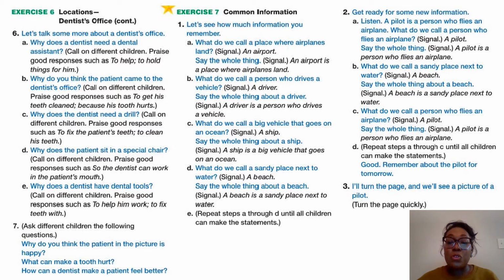What do we call a person who flies an airplane? Get ready. Yes, a pilot. Say the whole thing. Get ready. Yes, a pilot is a person who flies an airplane. Good. Remember about a pilot for tomorrow. I'll turn the page and we'll see a picture of a pilot.